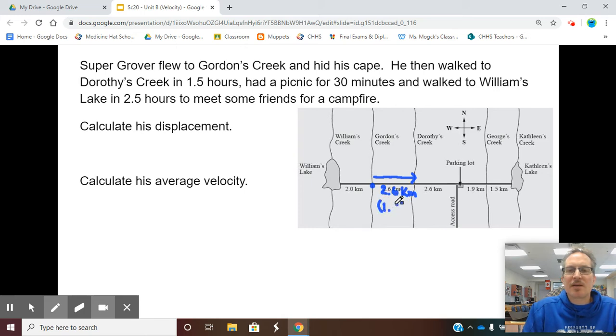And 1.5 hours. When at Dorothy's Creek, he had a picnic for 30 minutes, so that is 0.5 hours because we want all of our units in the same. So we're going to change to hours. And then from Dorothy's Creek, he walked to Williams Lake, and that would be back this direction. And so that would have been 2.6 plus 2 is 4.6 kilometers. And it took 2.5 hours to do that.